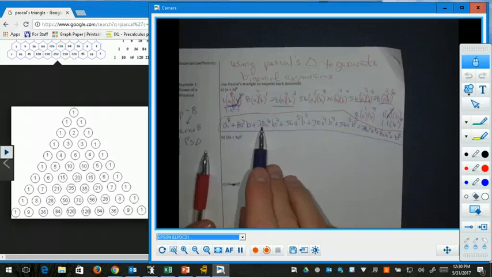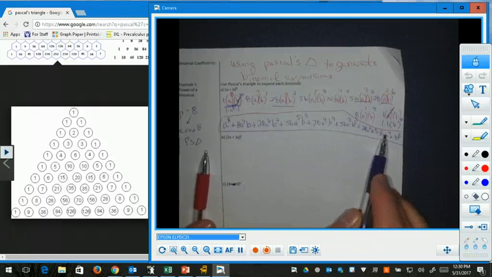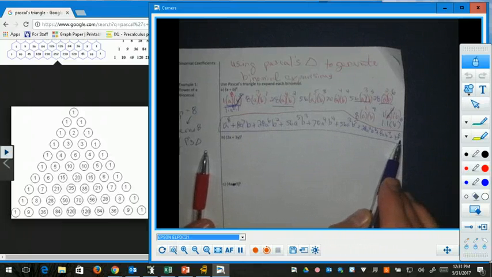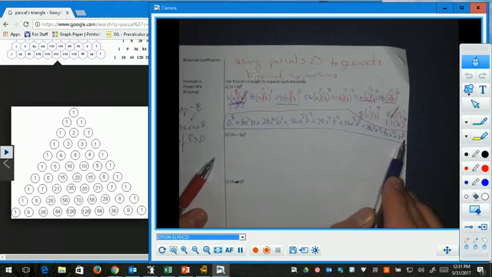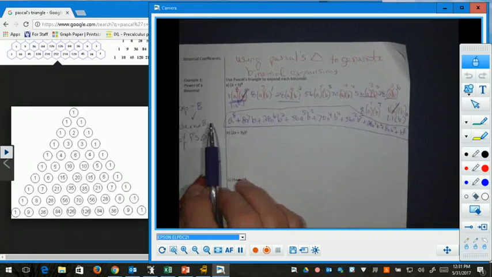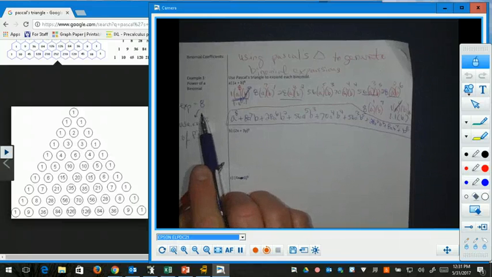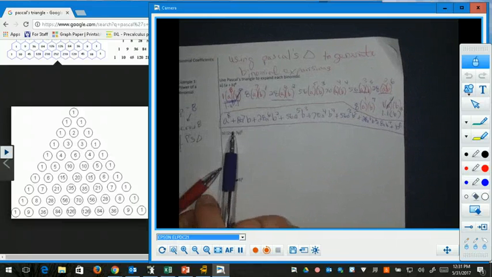There are 1, 2, 3, 4, 5, 6, 7, 8, 9 terms in it, because there were 9 elements or numbers inside row 8 of Pascal's triangle. And that's what it would expand to.